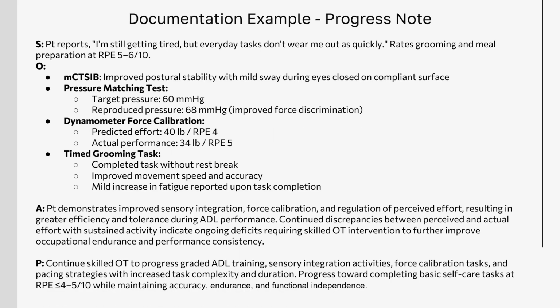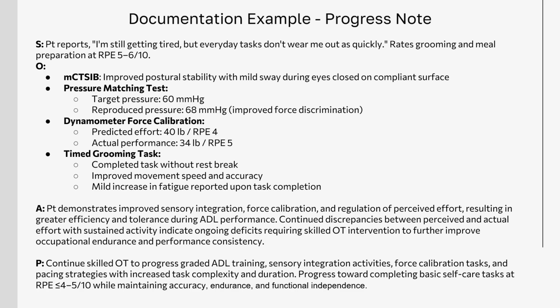So with that, the previous one being from the evaluation, here I just have an example of the potential progress note with the patient reporting still getting tired, but everyday tasks don't wear them down as quickly, showing rates in grooming and meal preparation at an RPE of 5 to 6, which is a reduction from the evaluation, which is what we're looking for. And then we redo those same measures again. We have the modified CTSIB, improved postural stability with mild sway during eyes closed on compliant surface.